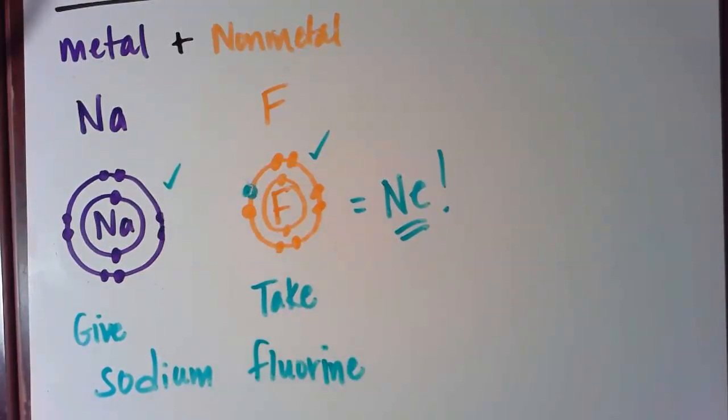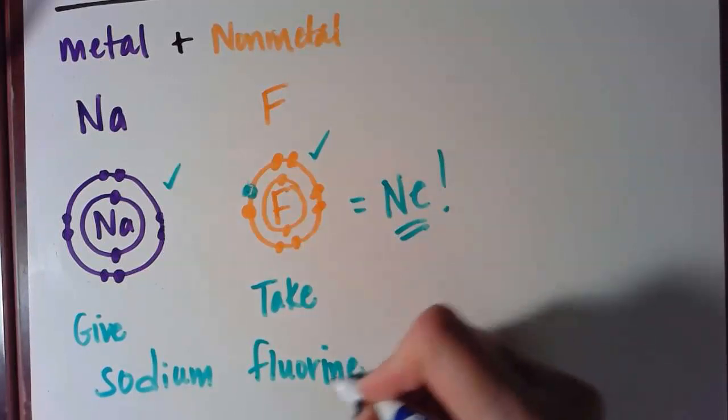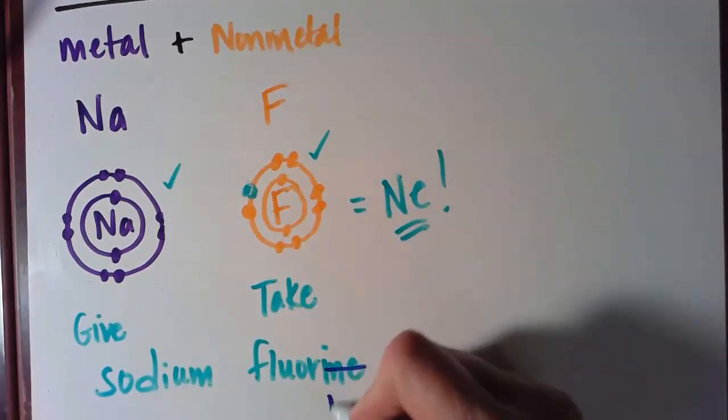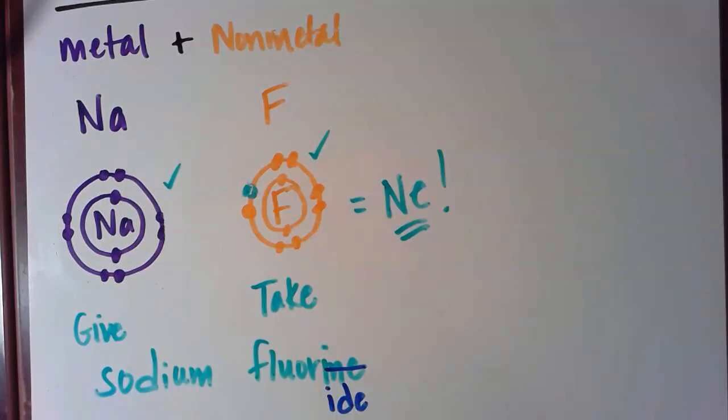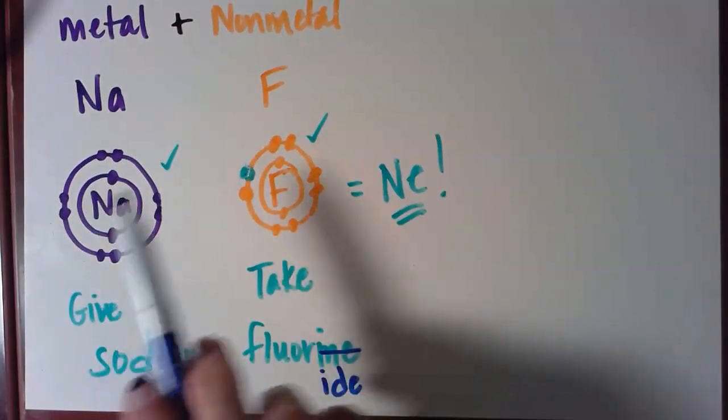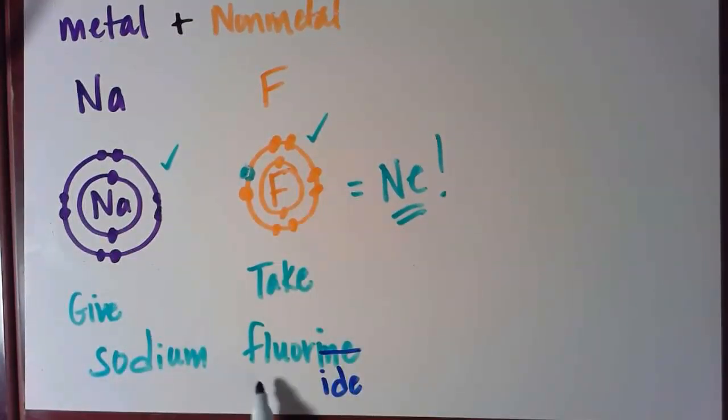Except there's one little thing that you need to change when we come to naming. Instead of it being sodium fluorine, and you guys know it sounds weird, instead it should be ide. So when it's all said and done, your naming for ionic bonds is sodium fluoride. Sodium fluoride.